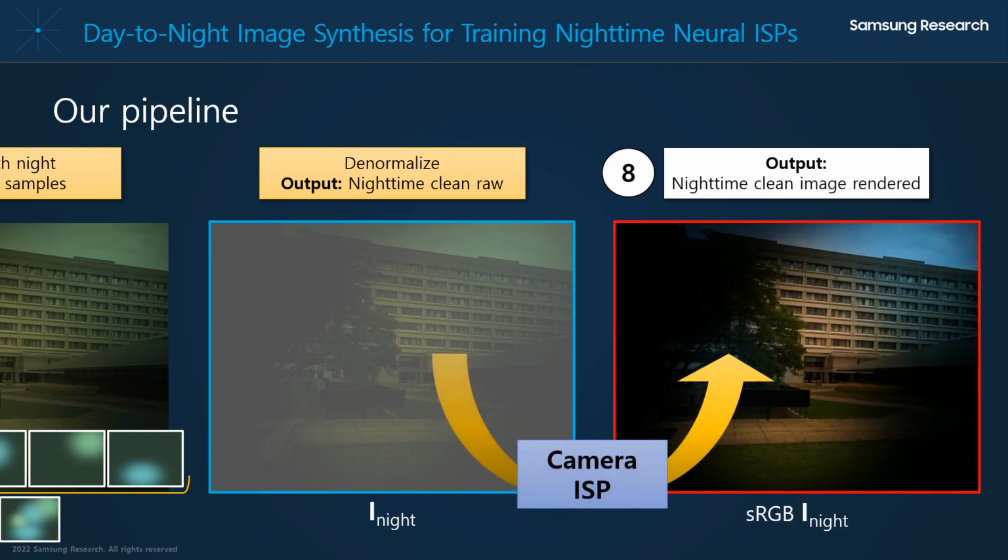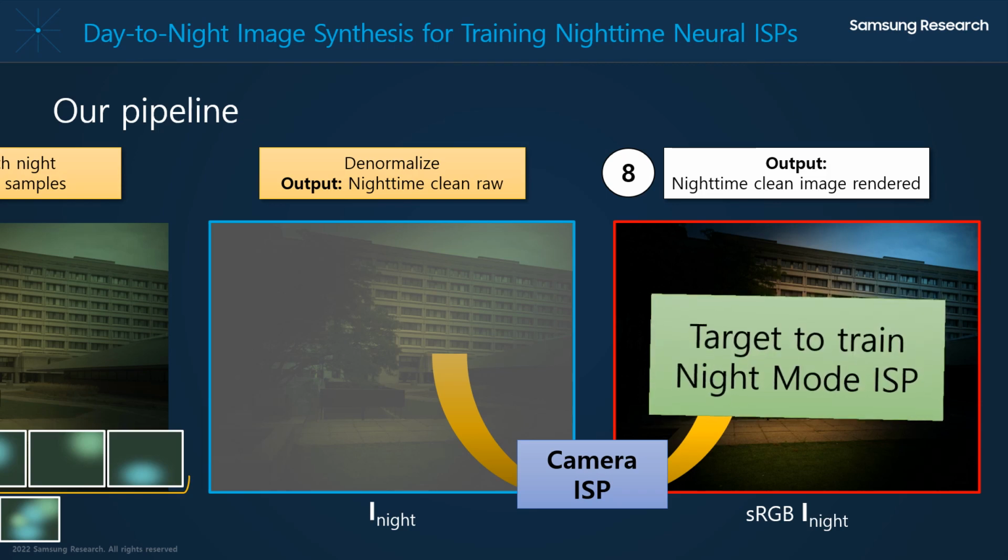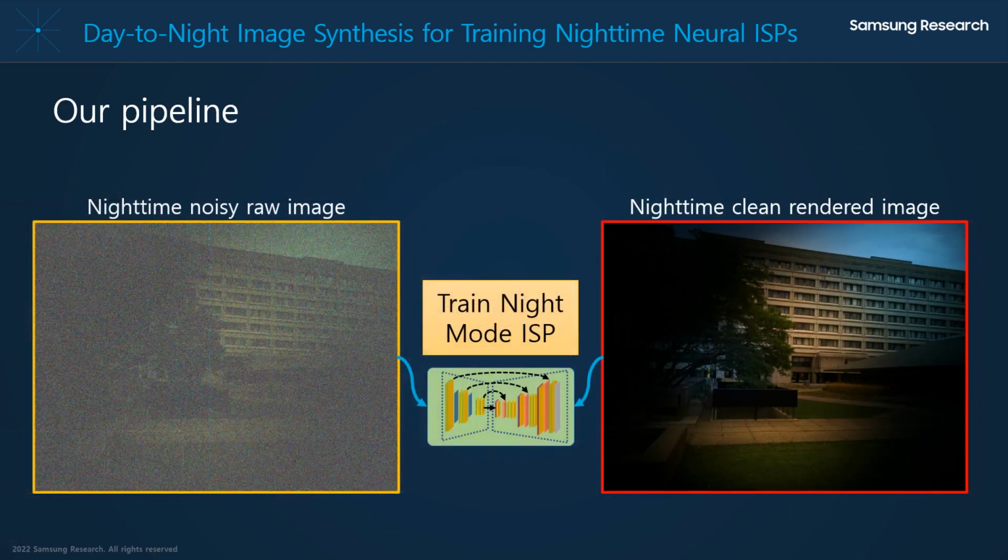We can also process the clean nighttime raw image through the ISP to produce a clean rendered nighttime image. This image serves as the target for training. These aligned noisy and clean synthetic nighttime images can now be used to train a night mode neural ISP.